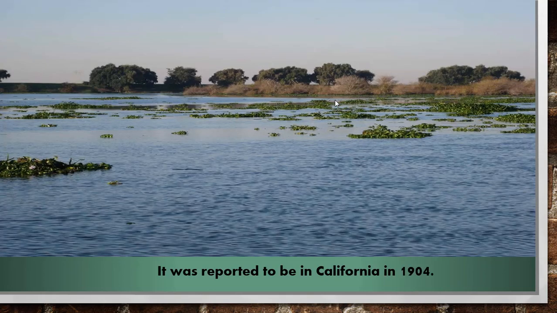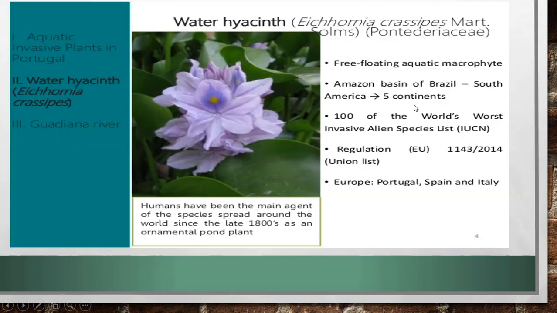It was reported in California in 1904, and this is a picture of water hyacinth in our delta right here in patches. Humans have been the main agent of the species spread around the world since the late 1800s as an ornamental pond plant. And it is a beautiful pond plant.